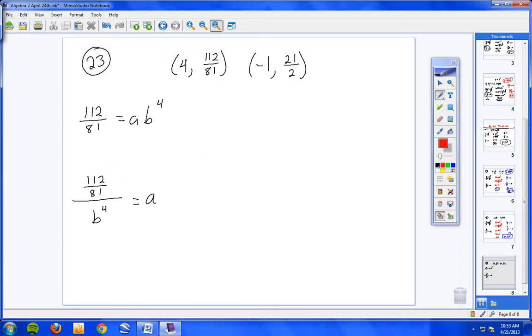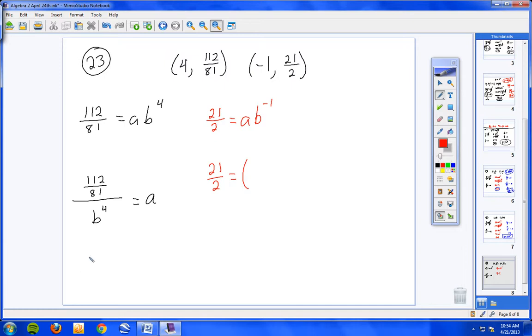Now, step 2 says to take your other ordered pair and substitute that in. So we have 21 over 2 equals a b to the negative 1. Oh, that'll be interesting. Negative 1. That'll be a lot of fun. All right, and then also we're told in step 2 to take this expression right here and substitute that in for a. So now I have 21 over 2 equals parentheses. Wow. You know what we better do? We had better simplify this over here. Okay? So let's pause and let's simplify this whole mess right here.